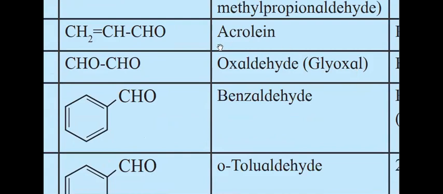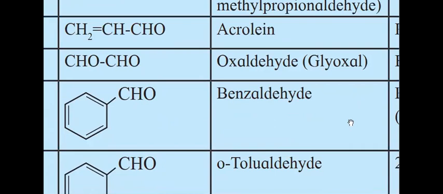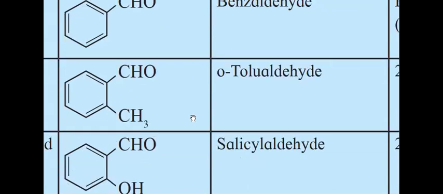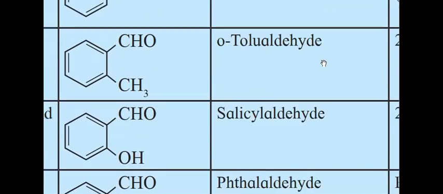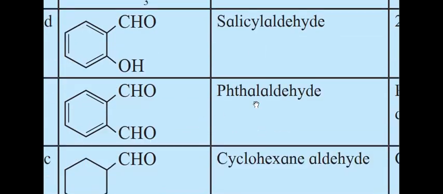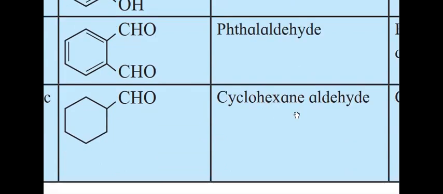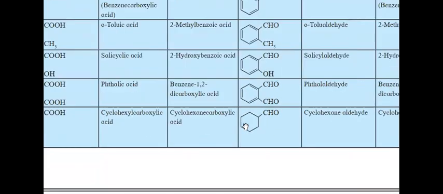Another one is acrolein. Acrolein is important for polymer synthesis. We will see this compound in that chapter. Then oxaldehyde, also known as glyoxal. It contains two aldehydic groups, CHO, CHO. Then benzaldehyde, benzene attached to CHO. Then orthotolualdehyde, salicylaldehyde, phthalate, cyclohexanaldehyde.